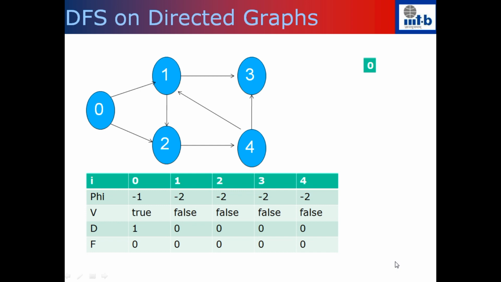So let's go through this example. Let's start with our DFS traversal with the vertex 0. You push 0 into the stack. When you push 0 into the stack, the pi function is set as -1. So now the stack is not empty. You pop the first element out. When you pop out, we set the v value to be true, and then set the discovery time to be 1. Then you push 2, 1 into the stack.